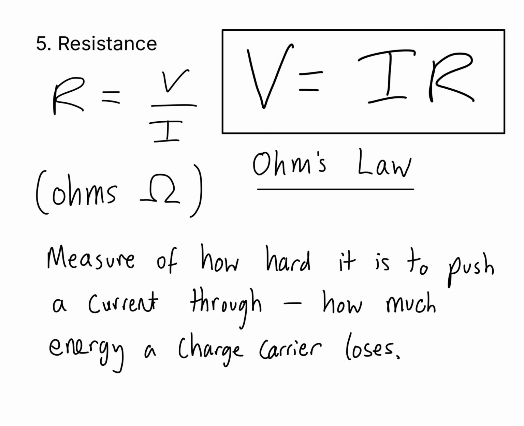If a component has low resistance, a small push gives you a decent current. If it has a high resistance, you need far more push for the same current, because more energy is being lost getting the charge carriers across. That's resistance, the energy cost of getting charge through.